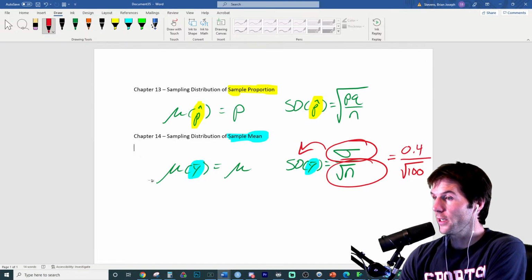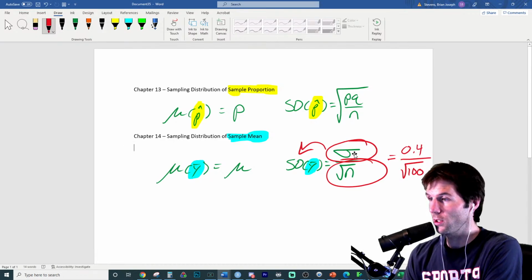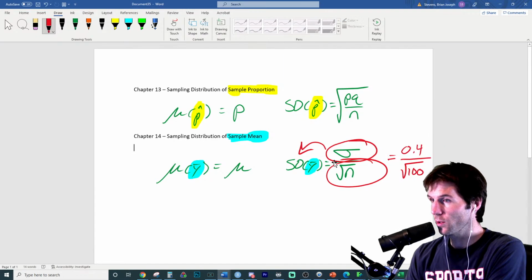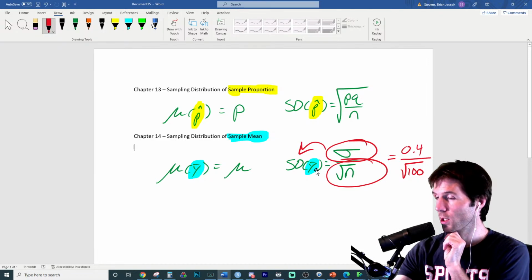What would the new standard deviation be? If the registrar tells us that UT students have a 0.4 standard deviation in GPA, we go out and sample 100 students, then the standard deviation we would expect, or the standard deviation for the sample mean, would be this. Exactly, Josephine, crushing it right there.